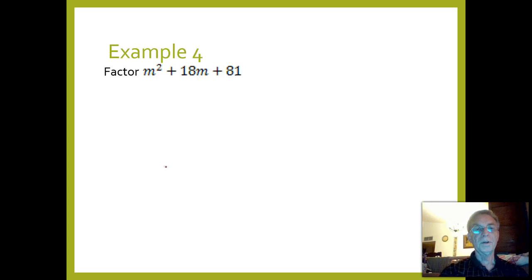Okay, example 4. This time we have the example that has the plus sign on the middle term. And notice that the first term is m squared, so that's a perfect square. The square root of that is m. The square root of 81 is 9. So 9 times 1 times 2 gives us 18, so that means this middle term fits the pattern again.